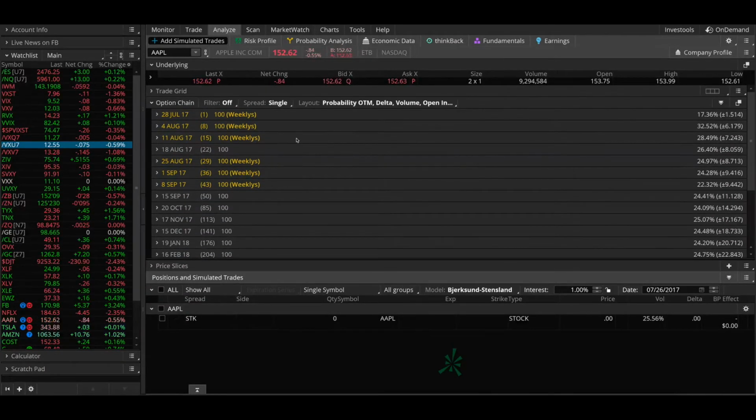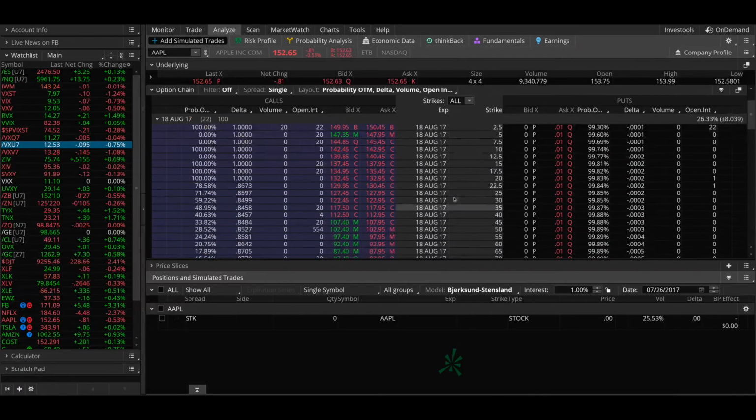Now, as I said before, we're going to look at the 155, 145 bear put spread, and we're going to look at the same spread in two different expiration cycles. So the first one we're going to look at is the short-term expiration cycle, and we're going to use the August expiration with 22 days to go. Now, for the longer-term expiration cycle, we're going to look at the October expiration with 85 days to go.